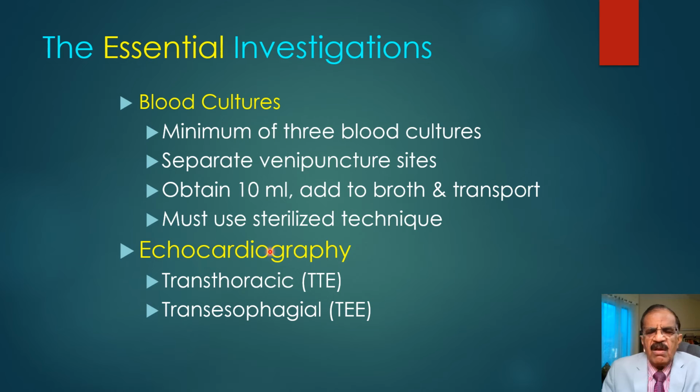And echocardiography could be the transthoracic, which is easy. It may show vegetations or some other findings of endocarditis. If the transthoracic echocardiography is negative, but the suspicion is high, then we go for transesophageal echo.